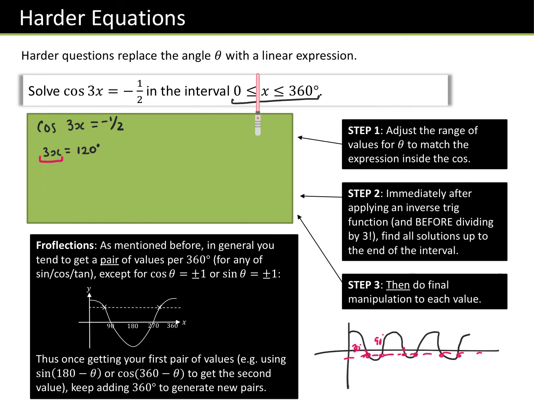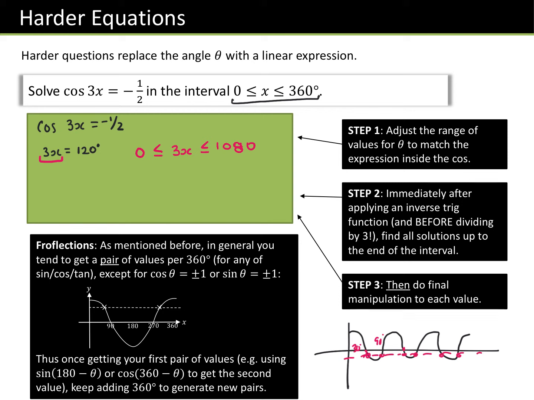Multiply by 3. Whatever I do to this, I have to do to the whole expression. So x has been multiplied by 3, so 0 times 3 is 0. x times 3 is 3x. 360 times 3, 1,080.